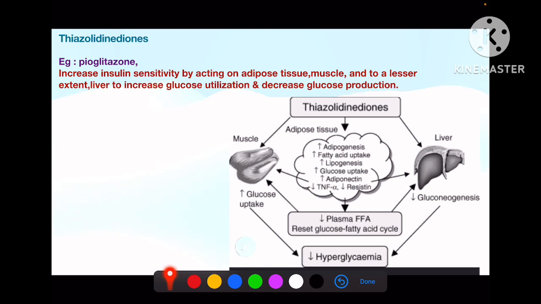Then thiazolidinedione works on your adipose tissue and increases adipogenesis. Then fatty acid uptake will be high, then lipogenesis will be high, then glucose uptake will be high. Due to that reason, plasma free fatty acid will be low, and the rest of the glucose and fatty acid will be high, and it will once again affect your liver and reduce gluconeogenesis. Right, that is how thiazolidinedione works in your body and controls your blood sugar.